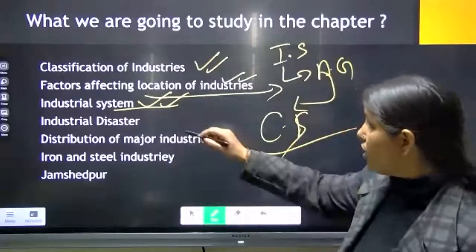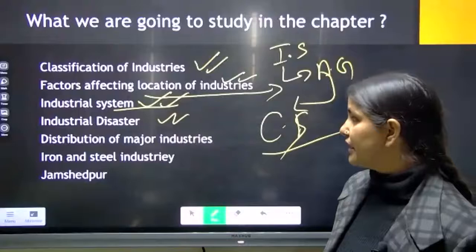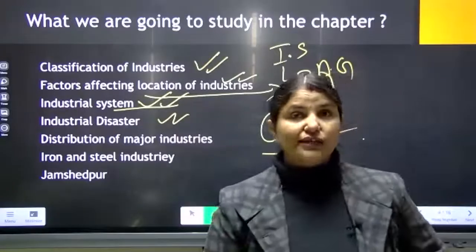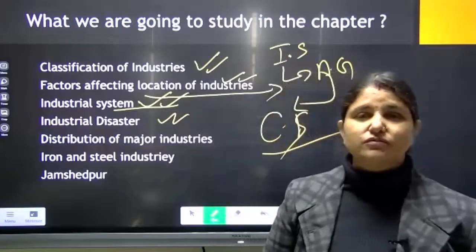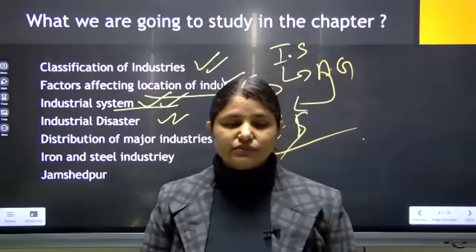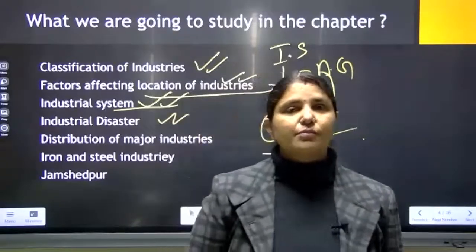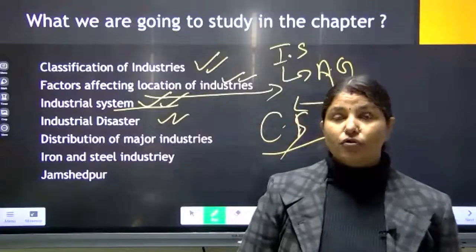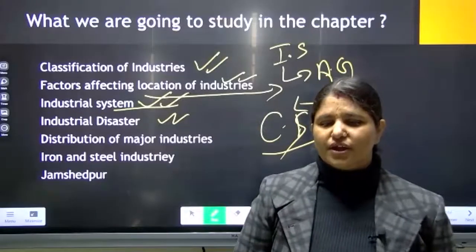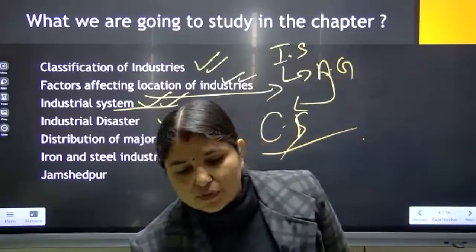The next topic we will discuss in the chapter is industrial disasters, just like accidents we can say. Many times in industries accidents happen. If you remember, in 1984 a very big disaster happened over there.